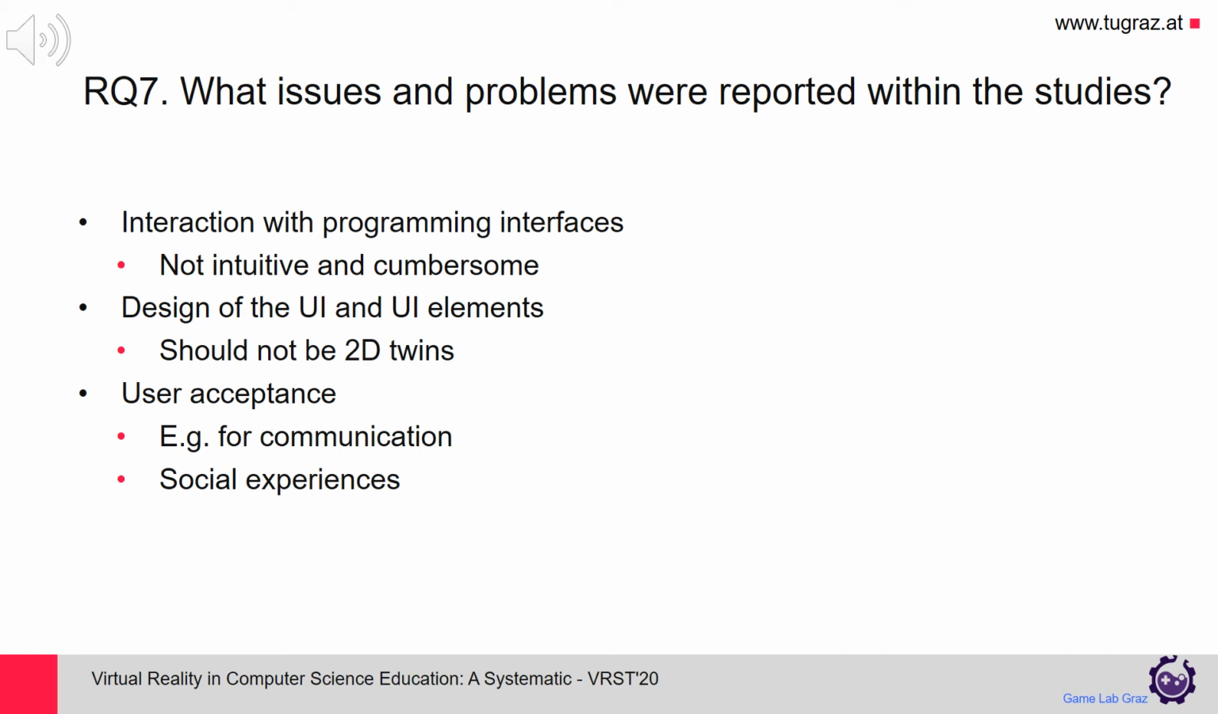Reported issues and problems addressed mainly the programming interfaces when students designed their own VR scenes, as some were not intuitive and cumbersome. Also, the user interface within a VR should not be identical to traditional two-dimensional approaches, as this can be confusing within a three-dimensional setting. Issues on user acceptance are, for example, problems when using VR as a communication tool, as VR for now does not provide many worthwhile benefits over traditional communication media. Especially acceptance of everyday use of VR will surely depend on usability and perceived benefit.